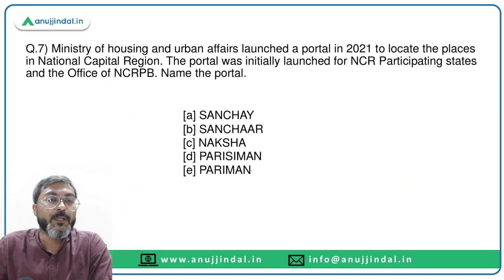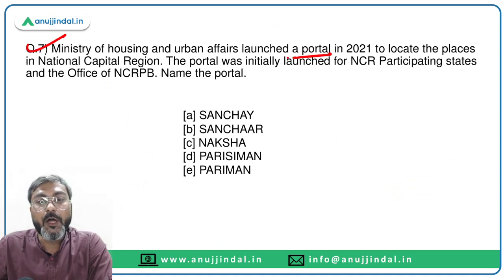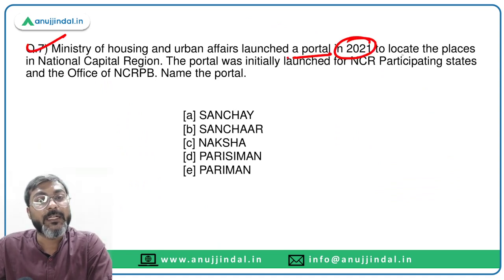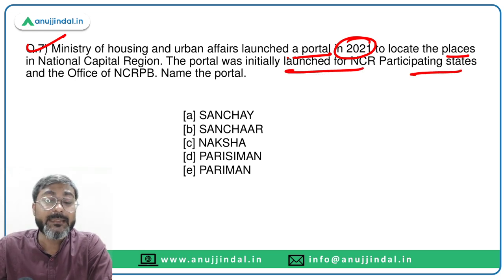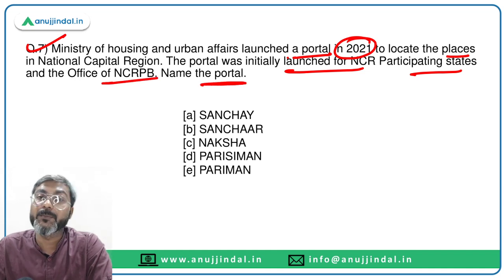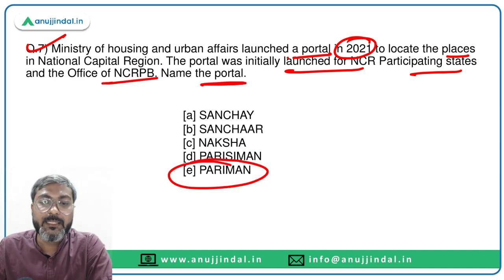Question number 7 pe aajo. The Ministry of Housing and Urban Affairs launched a portal in 2021 to locate places in NCR, that is the National Capital Region. The portal was initially launched for NCR participating states and the office of the NCR Planning Board, right? You have to name the portal. Okay, so the name of the portal, guys, is Pariman.